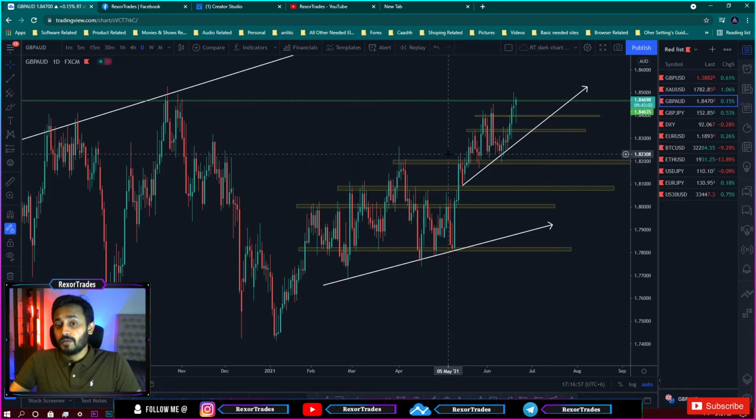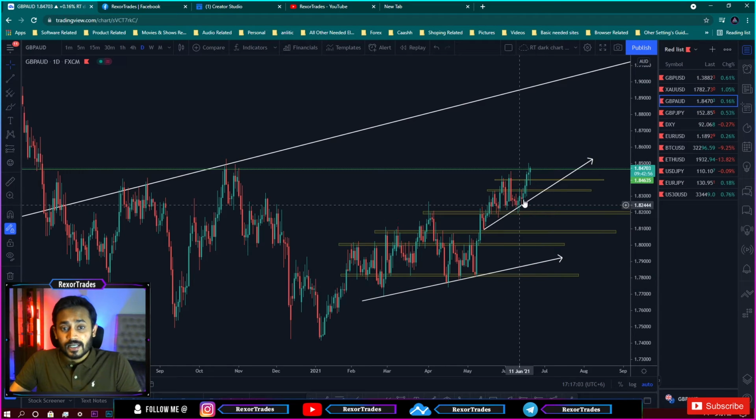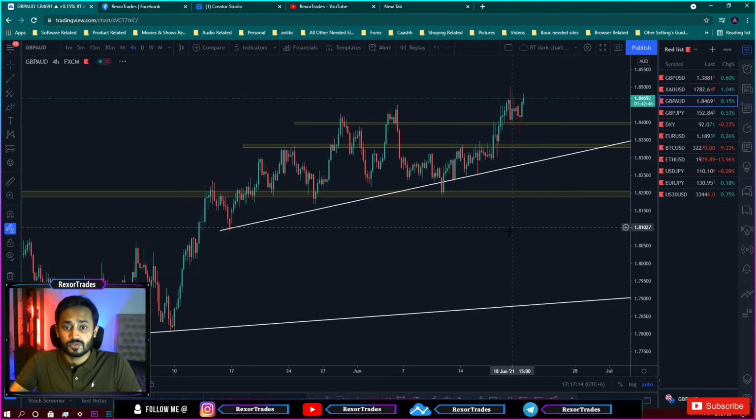But if it doesn't happen and GBPAUD breaks and closes above this level in the upcoming days, then I think after the break and close above this level, it might come to retest this zone over here or this zone over here. If you go to a 4-hour time frame, you can see these zones better.